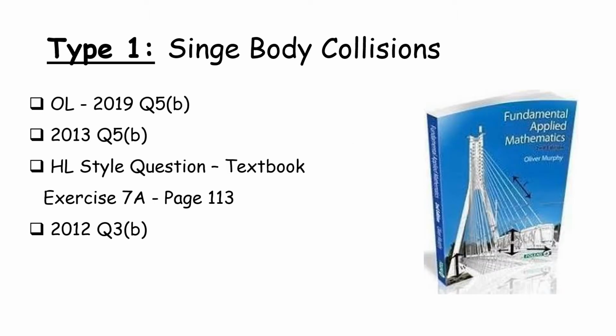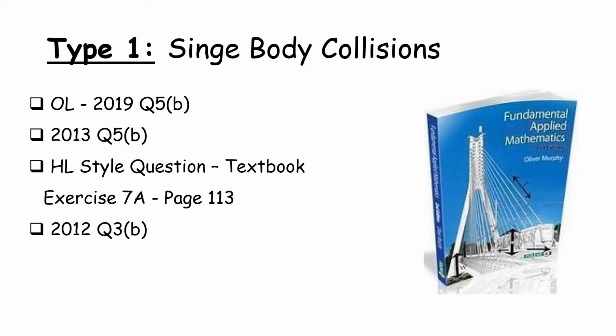We're going to cover 4 questions in this video. So the first one is an ordinary level question. That is the 2019 question 5 part B. We're then going to look at a higher level question, which is the 2013 question 5 part B. And it's the only time in kind of recent years where we've seen the single body collisions on the paper.